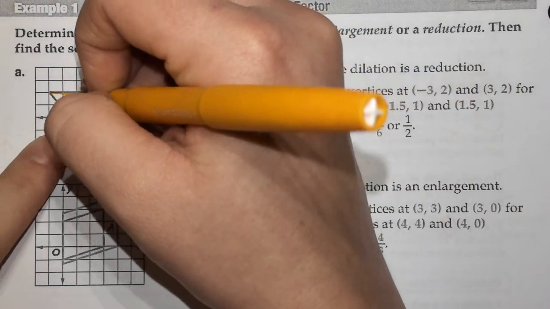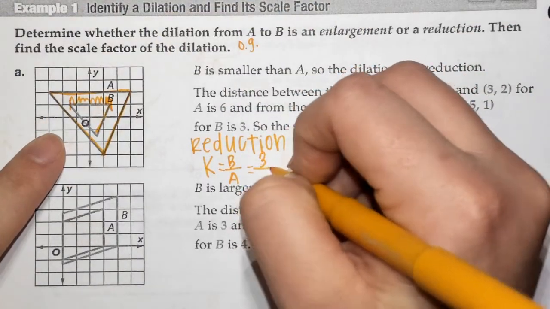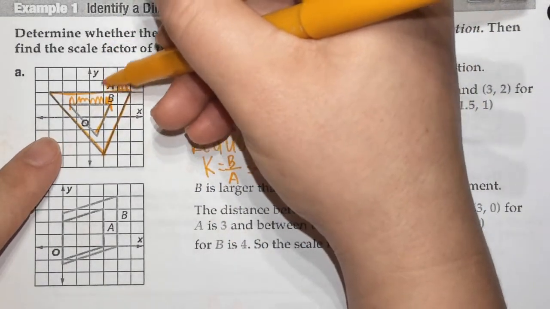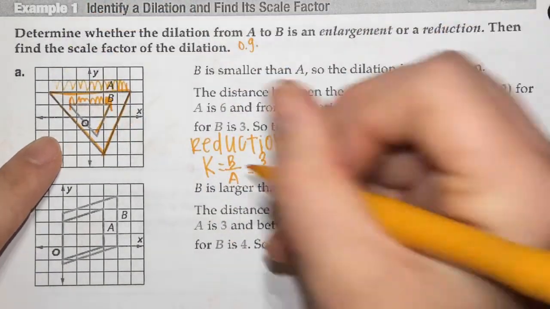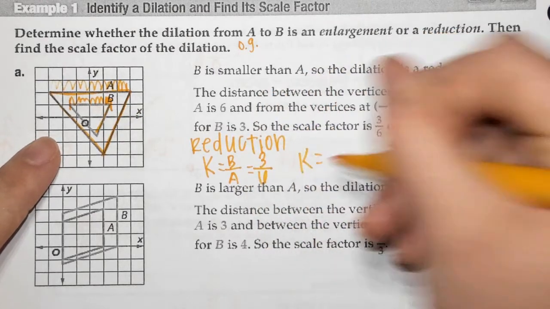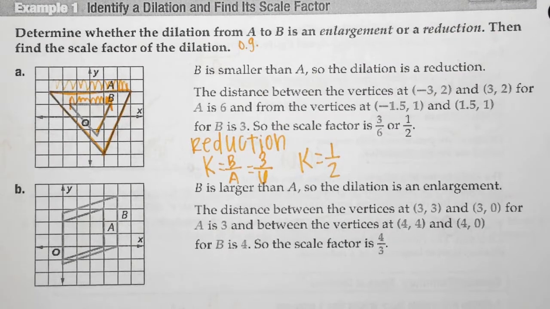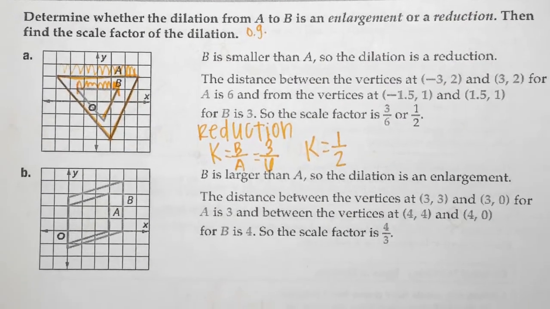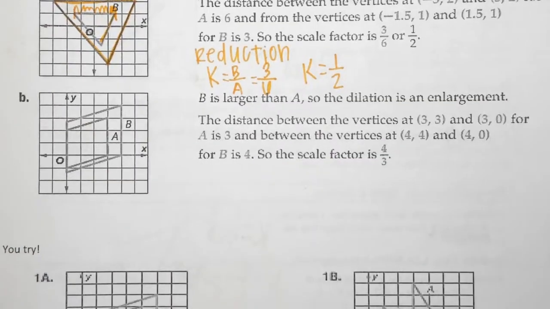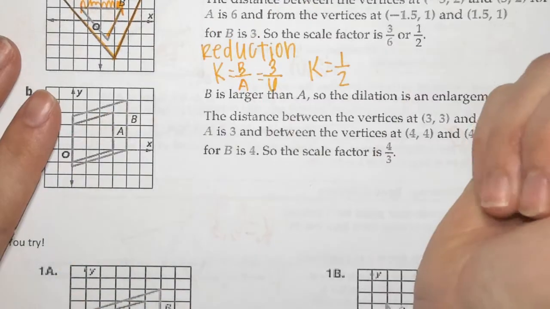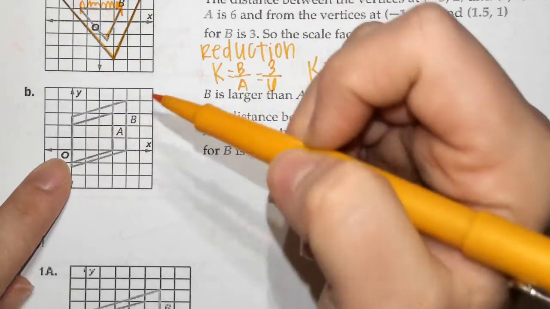So, what's the distance of B? 3. And the distance of A? We're counting just the top. 1, 2, 3, 4, 5, 6. So, k is 1/2. Now, I know this tells you the answer, but I want to explain and not just let you read the answer.